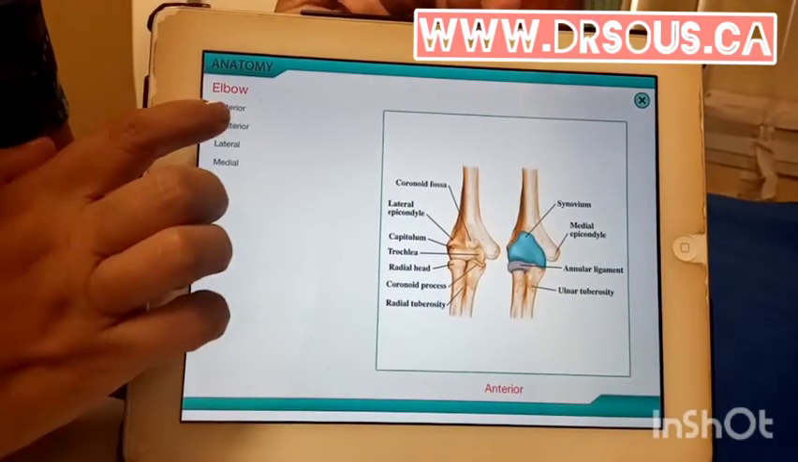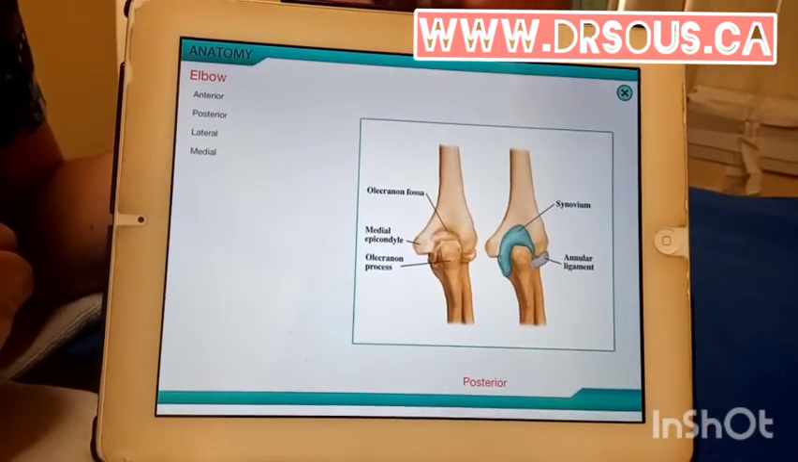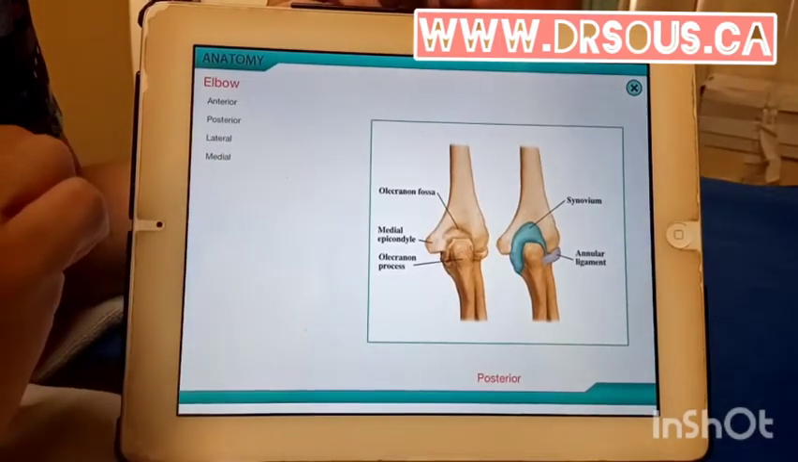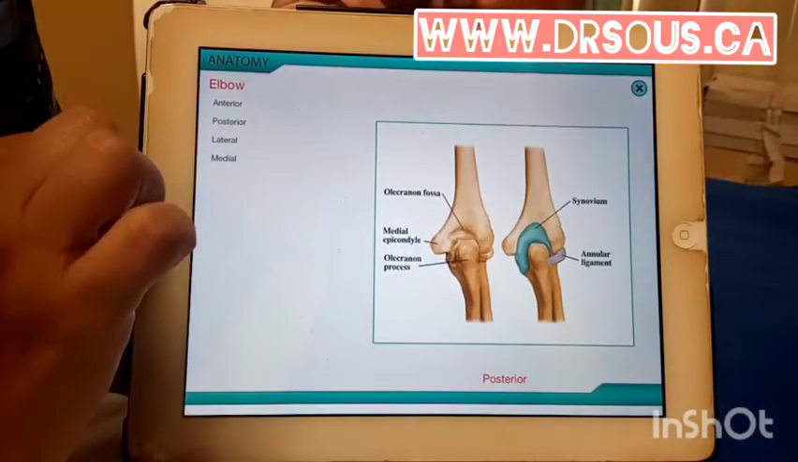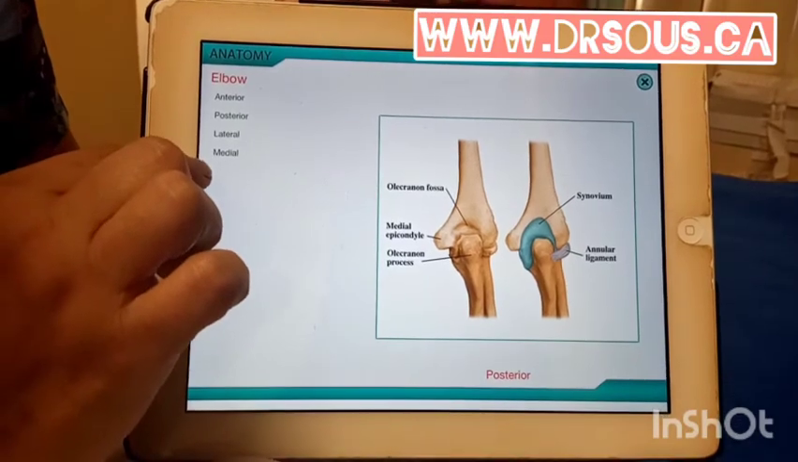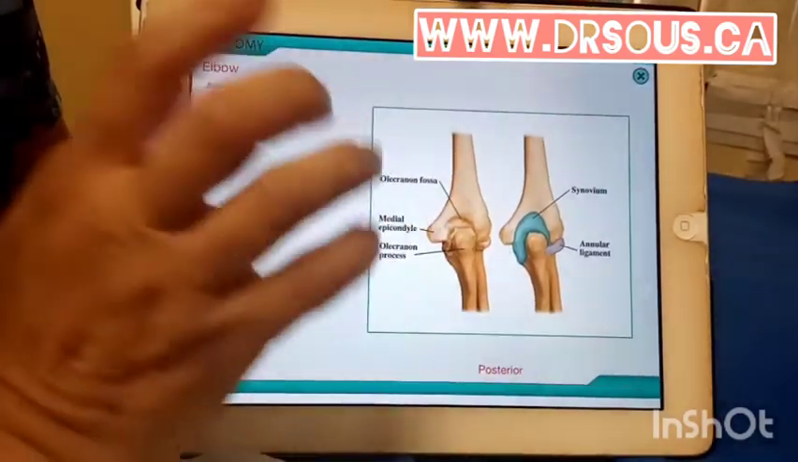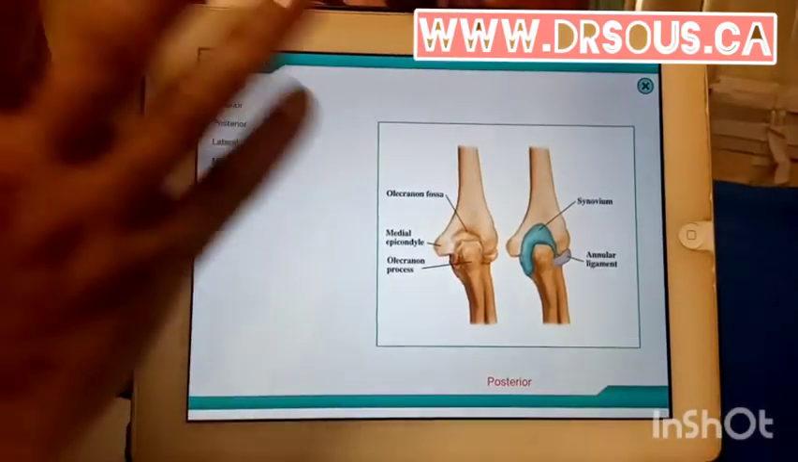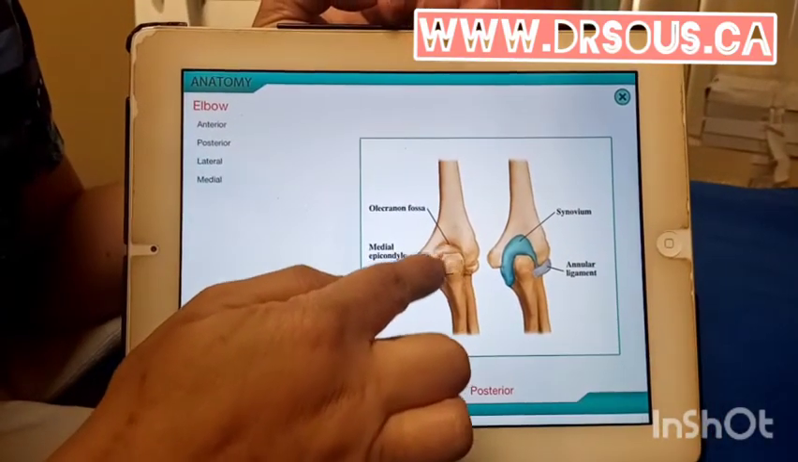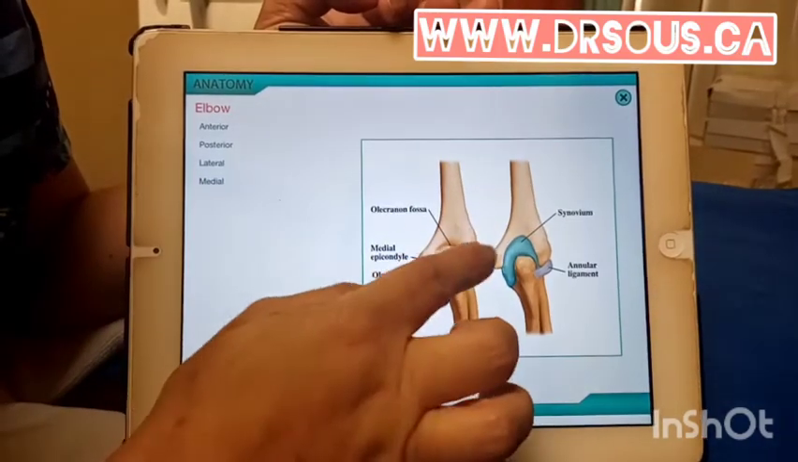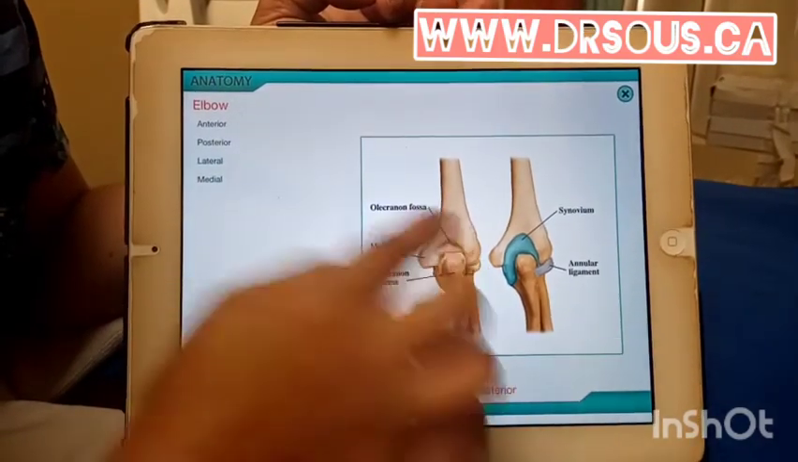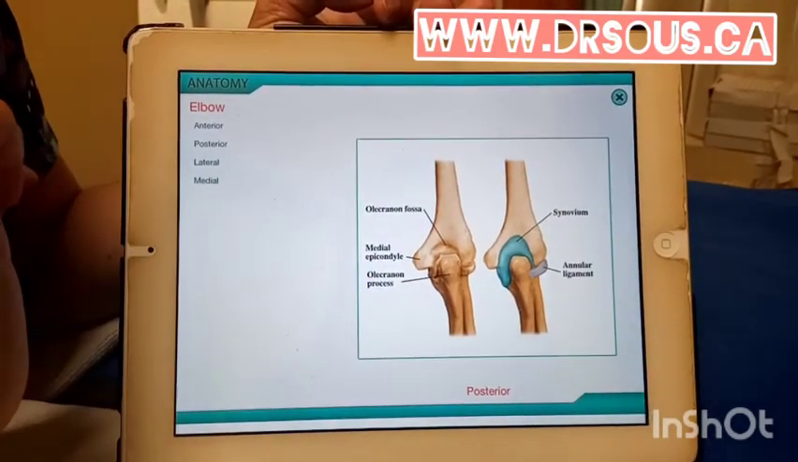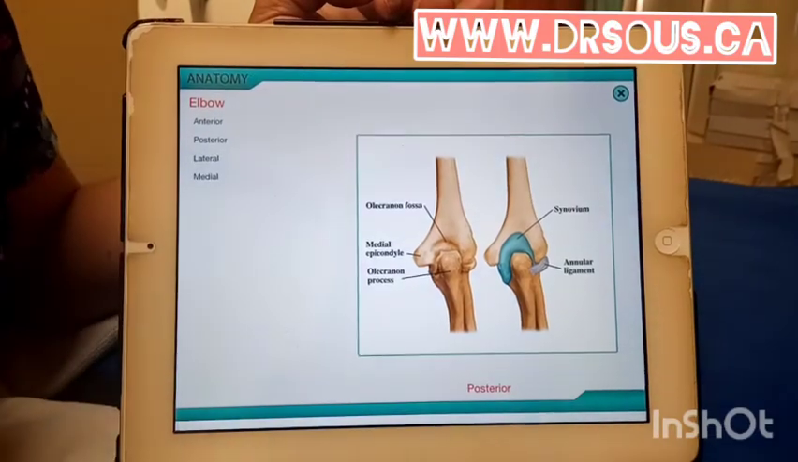Okay, this is the posterior side. In the posterior side, we can find here as well, it's very important that you learn. In non-medical terminology, we usually say this is the elbow, when you touch this part at the back of the bone. But the elbow is everything together. This small part is just called the olecranon process. That's it, this small part that is here.